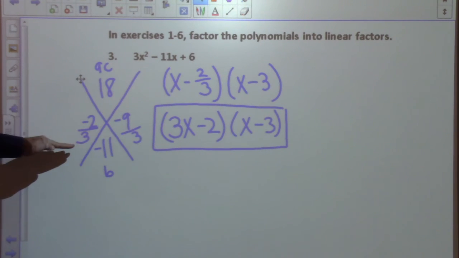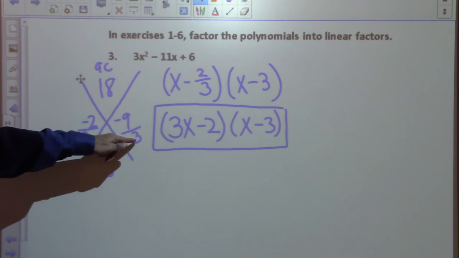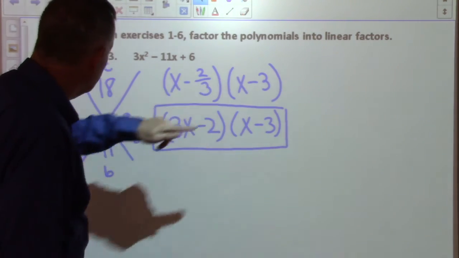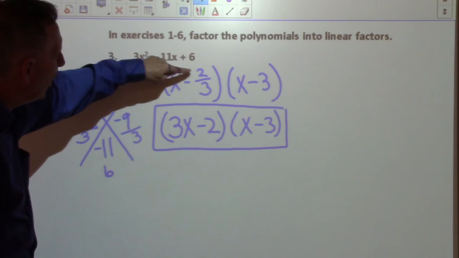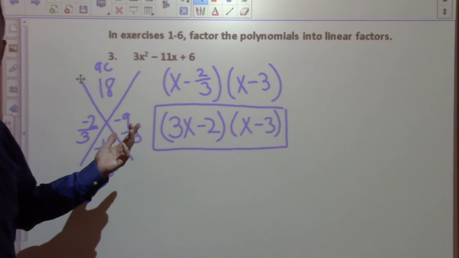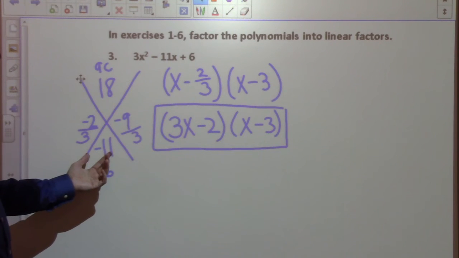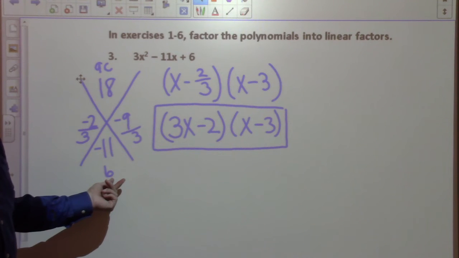And then she divides by A. So negative 9 over 3 will simplify to this, or to this. You have x minus 2/3, and you bottoms up that 3 there, and so that's what you get. What do you do with the negative 11? Yeah, that's the number that these two have to add up to.